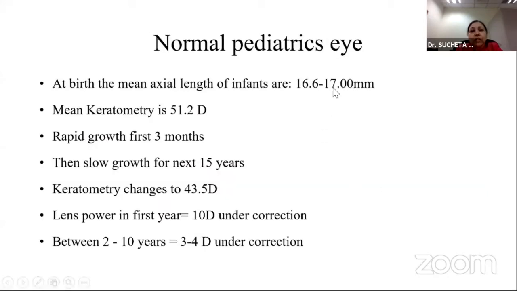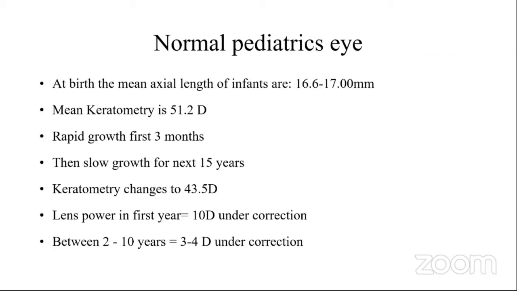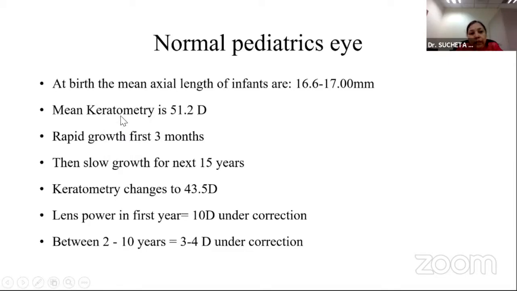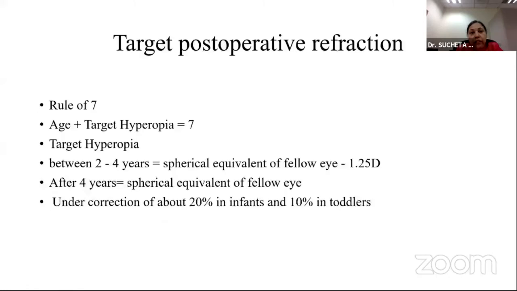What is important to know is what normal pediatric eyes are. We know that at birth, the axial length, the keratometry, everything is different from what it is in adults. There is a rapid growth of all these ocular biometrics within the first 3 months, and there is a slow growth for the next 15, sorry, not years, it's 15 months. It is important to know because the intraocular lens which we are going to place in those cases needs undercorrection accordingly.